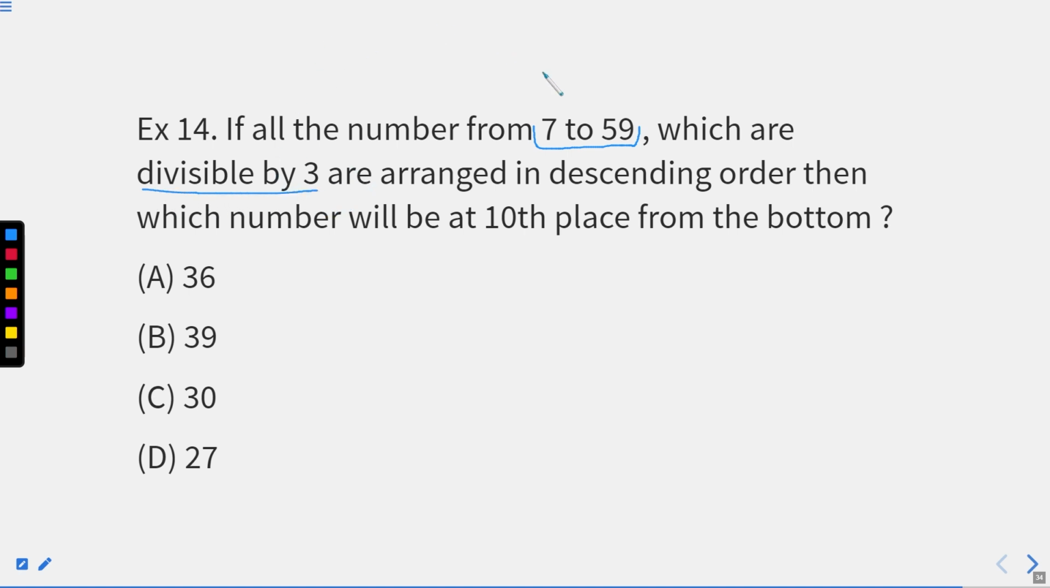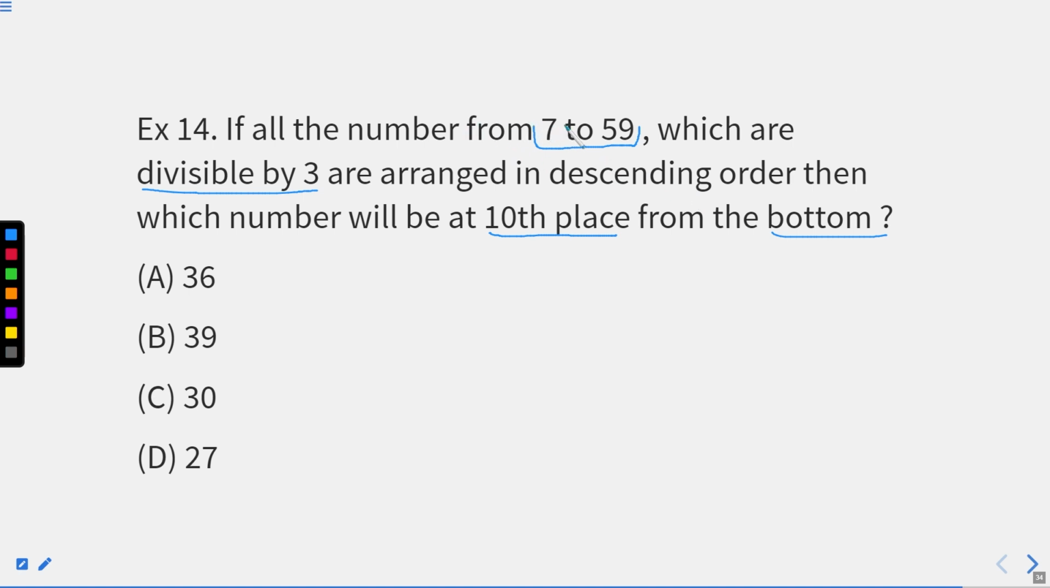Now we need to figure out all the numbers from 7 to 59 which are divisible by 3 and arrange them in the decreasing order. Now the number which is closer to 59 will appear first, and the number which is closer to 7 and is divisible by 3 as well will appear last. So which number will appear in the 10th position from the bottom? So the question is very clear, I hope. 10th place from the bottom. So these 4 things we need to mark, and we'll follow the instruction.